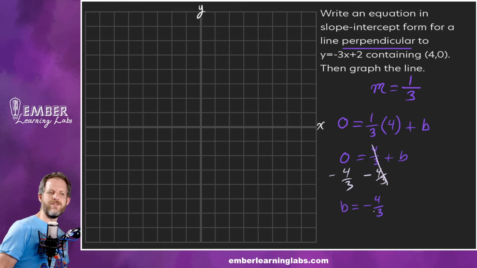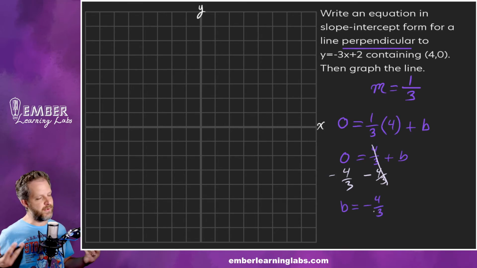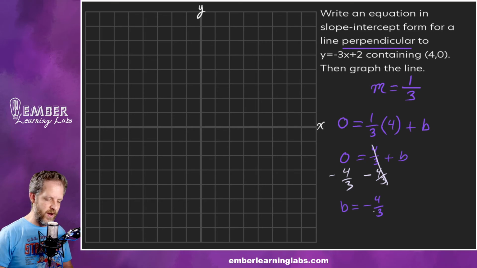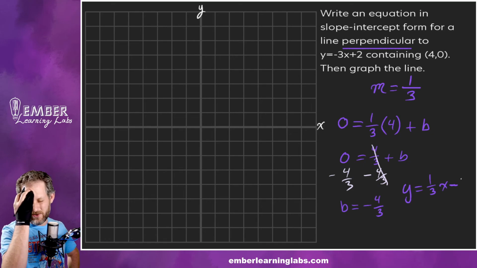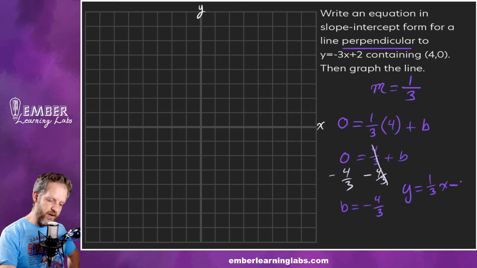-4/3. I use that symmetric property to flip it around with the variable on the left just because we like seeing it that way. So we're going to rewrite the full equation as y equals positive 1/3 x minus. Now I'm going to go ahead and write this as a mixed number because it's going to be easier to graph that way, because 4/3 is hard for our brain to wrap around. So -1 and 1/3. Okay, so there's our equation.